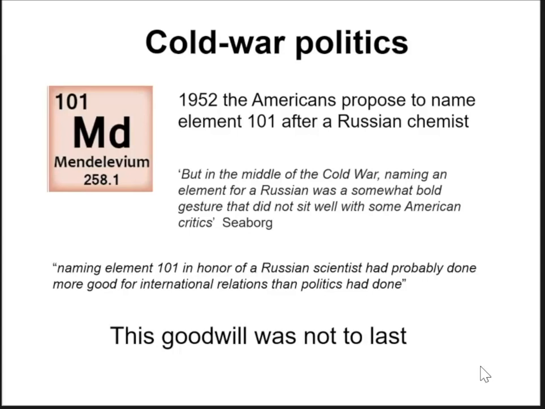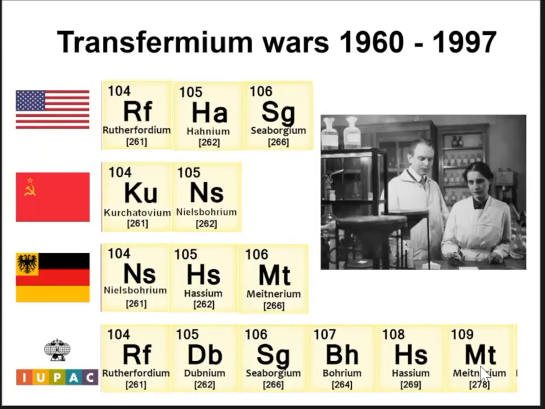However, of course, that goodwill does not last, because this brings us to the Transfermium Wars, which last for 30 years. The problem is, as we're discovering these new elements, everyone's claiming they've made them. America wants element 104, called Rutherfordium, 105, Hahnium, and element 106 is Seaborgium. You can see a whole series of names here, and these are disputed elements. And so this goes on for some 30 years.